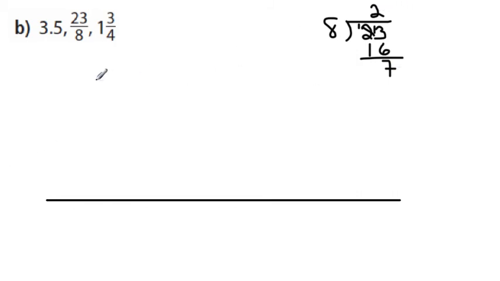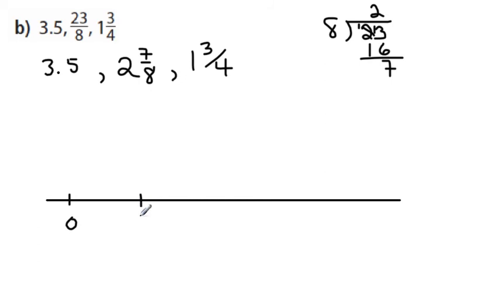So it goes in 2 full times, and then I have 7 of my 8 pieces left of my pizza. And 1 3/4 is already in mixed form. It's just a little bit easier to see how to label my number line. So I have to label it from 0 to 1 and 2 and 3. And I know one of my numbers is 3.5, so I need at least 4 on this number line.